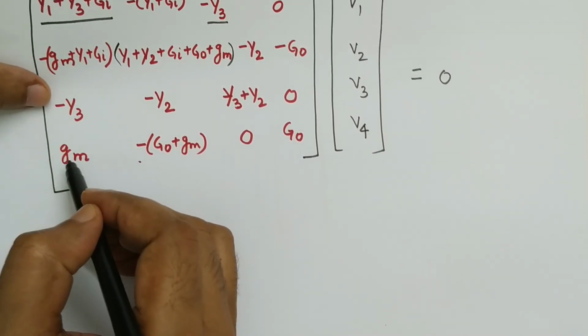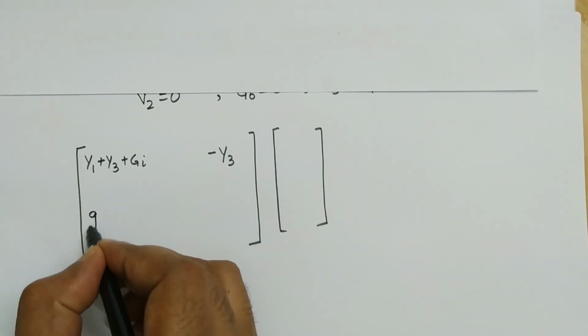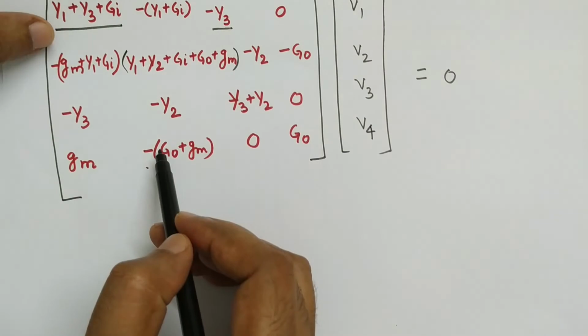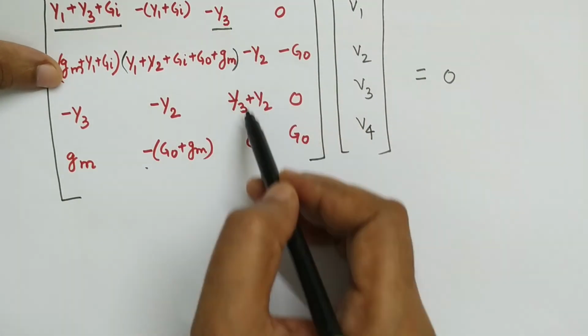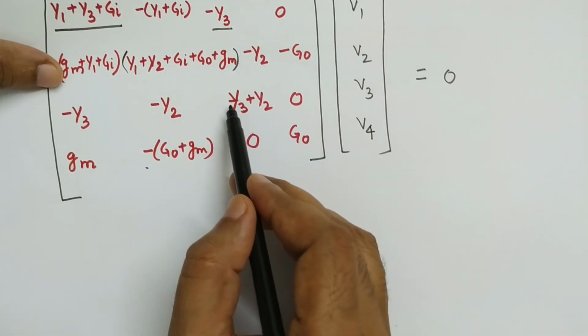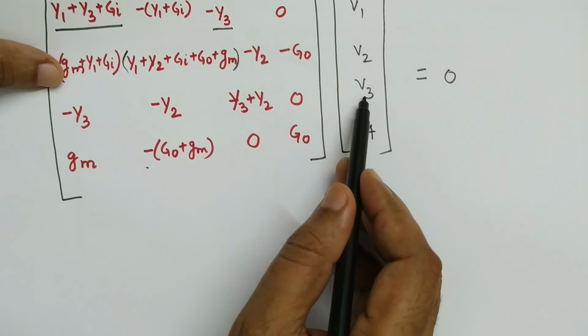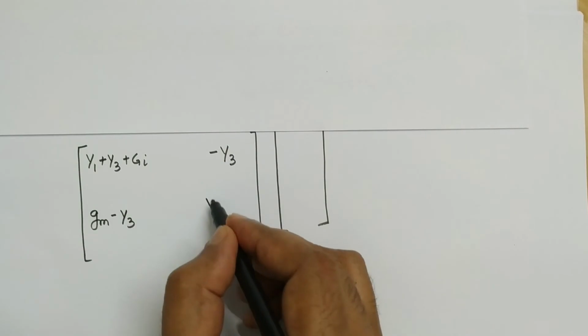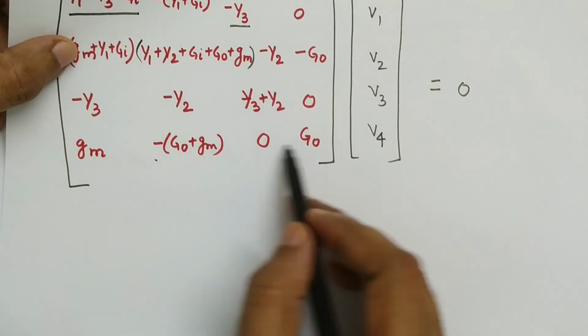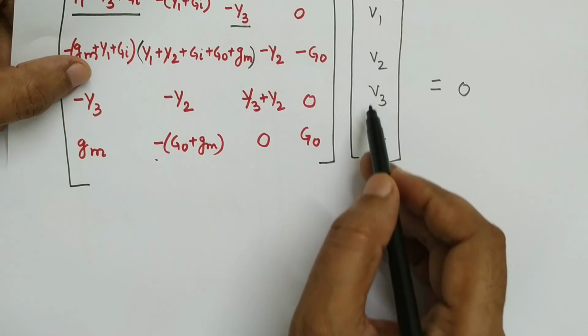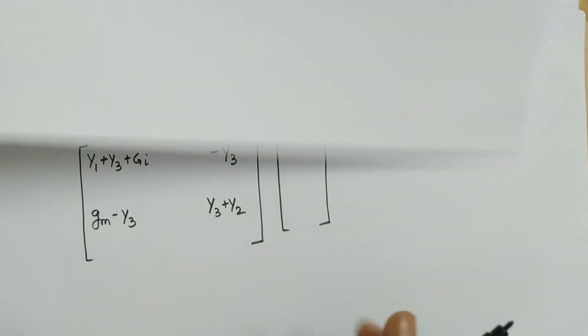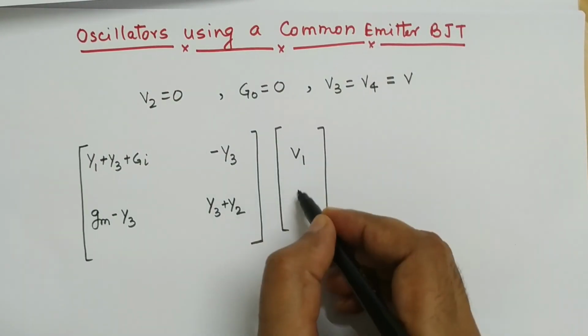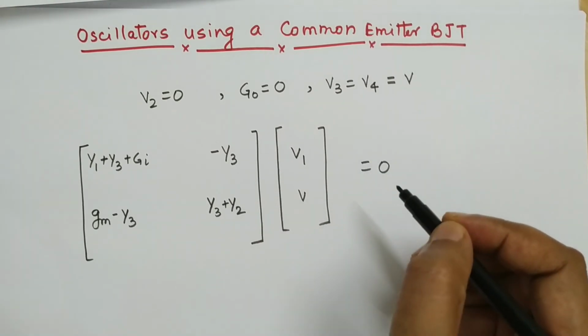For V1 it will be Gm minus Y3. So we can write Gm minus Y3. The second column is already removed. In the third column we are going to multiply Y3 plus Y2 into V3 and 0 into V4. So we have just Y3 plus Y2. And if we take the fourth one, G0 is already 0, so if you multiply with 0, we don't have any term. And here we have V1 and V equal to 0.